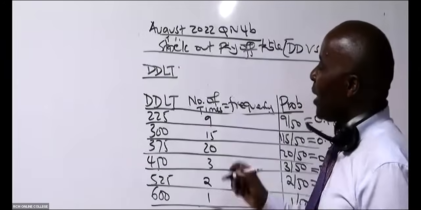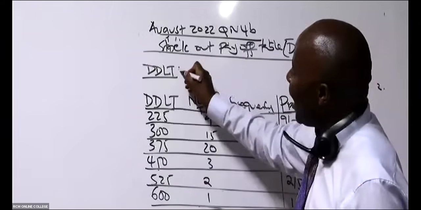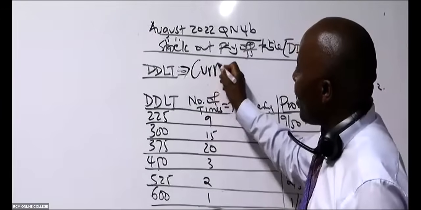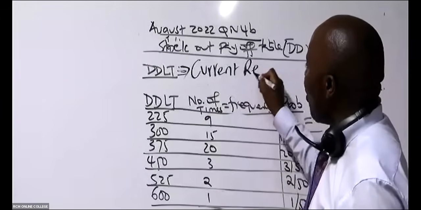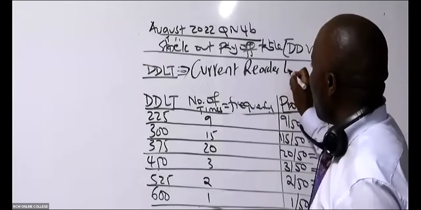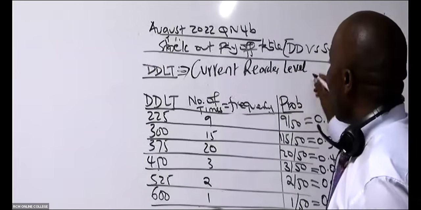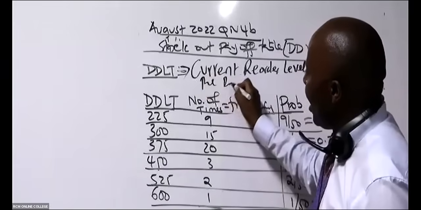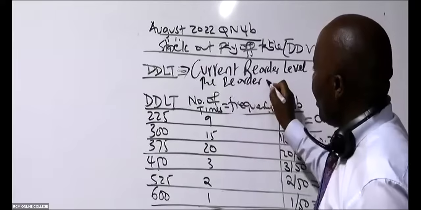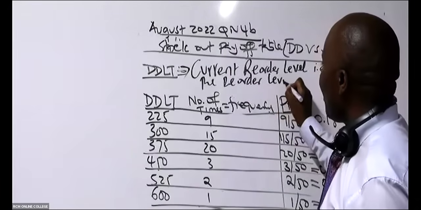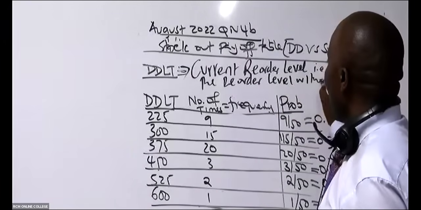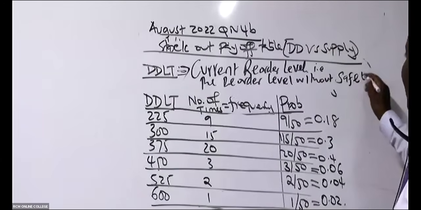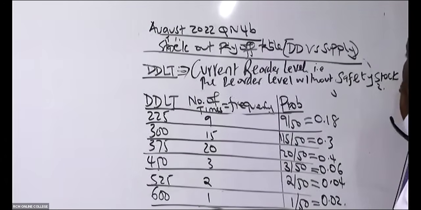So in this case here, the starting point should be the current reorder level, the reorder level without any safety stock.